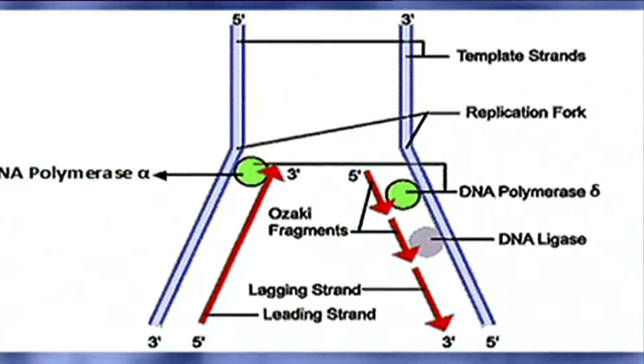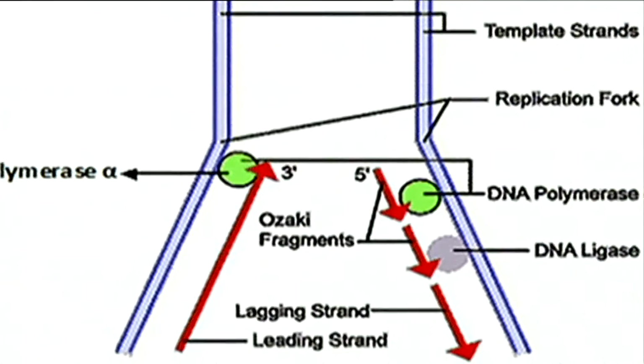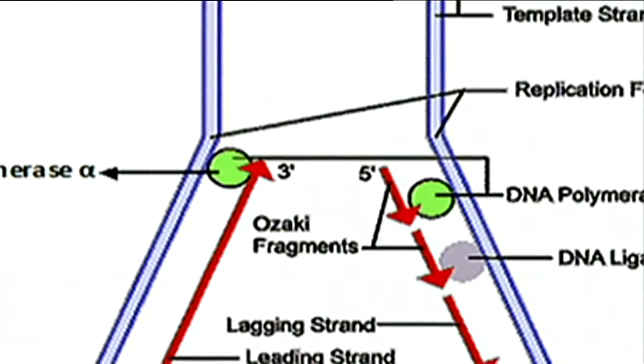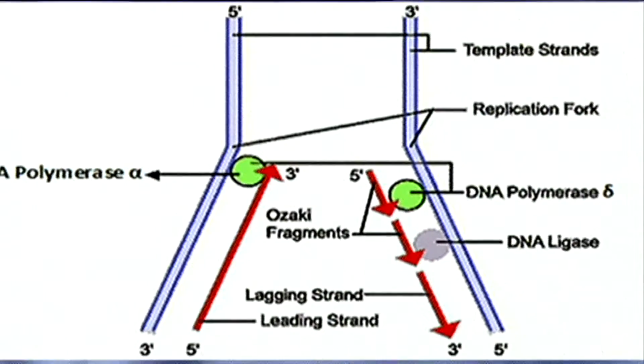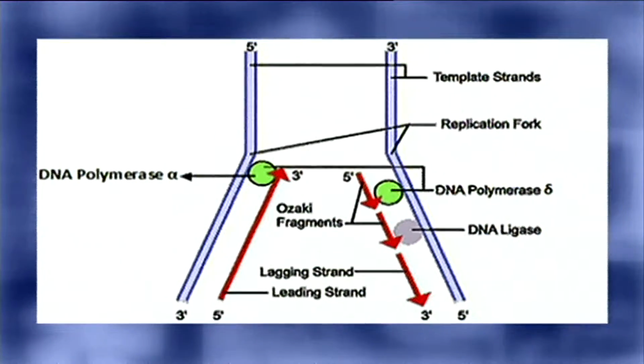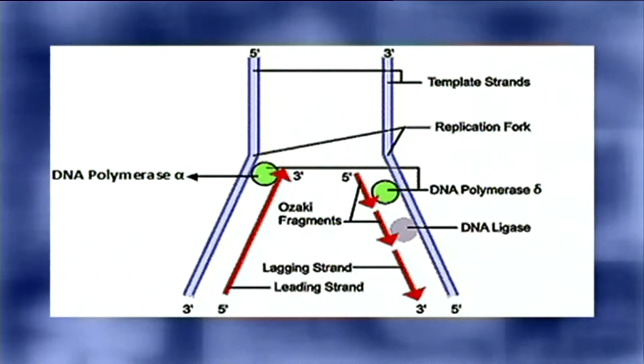The RNA primer is then removed by the 5' to 3' exonuclease activity of DNA polymerase delta and is replaced with DNA by the polymerase activity of the same enzyme. The adjacent Okazaki fragments are linked together with covalent phosphoester bonds by the enzyme DNA ligase.